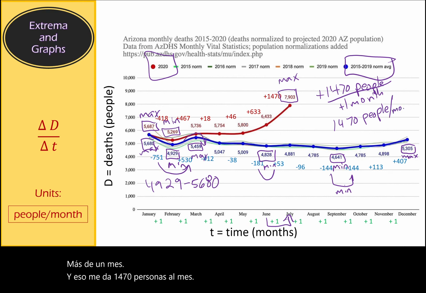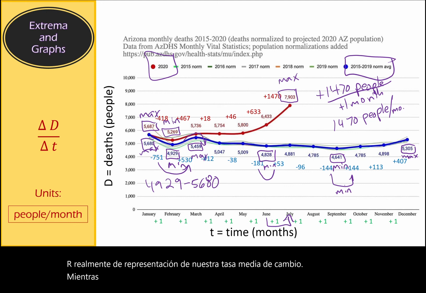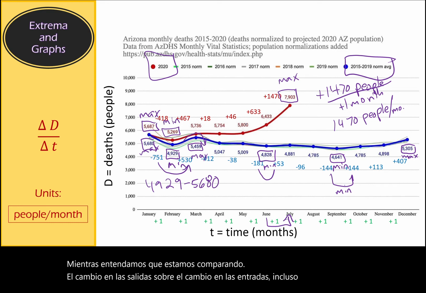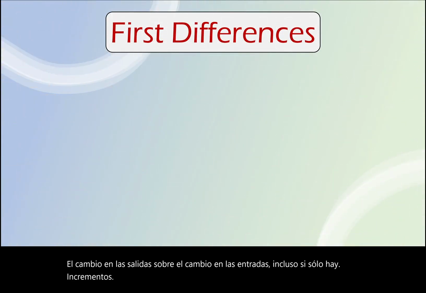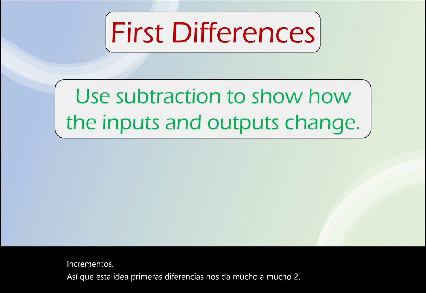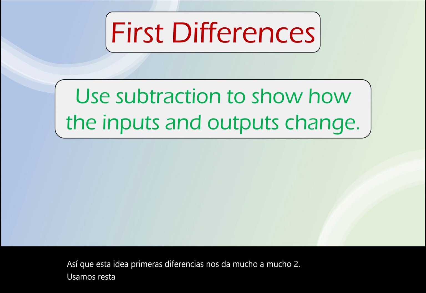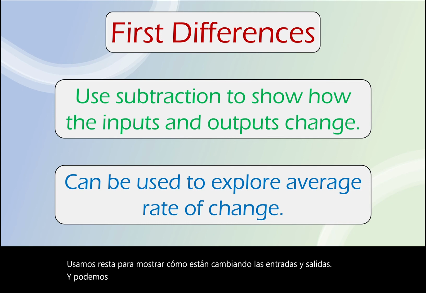So what we find is that the first differences are actually a representation of our average rate of change, as long as we understand that we're comparing the change in the outputs over the change in the inputs, even if they're only 1 month increments. So this idea of first differences gives us a lot to work with. We use subtraction to show how the inputs and outputs are changing. And we can use this to explore the average rate of change.